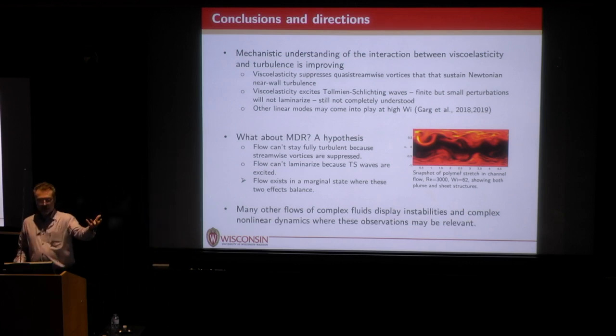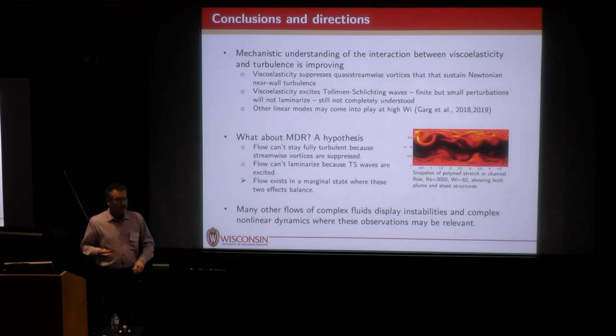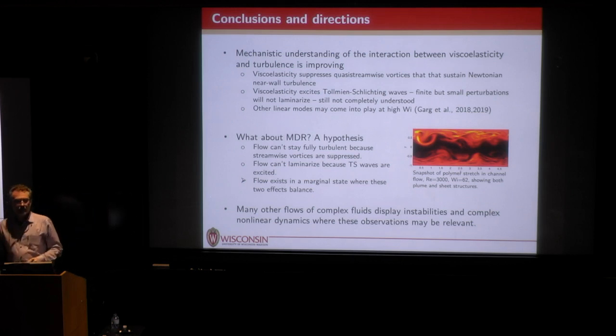The vortices are suppressed by viscoelasticity, but the TS waves and other structures, there are other stories besides my own, on linear modes that show up at very high Weissenberg number. Those may be important as well. And so with that, I will wrap up. I'd be happy to answer any questions.